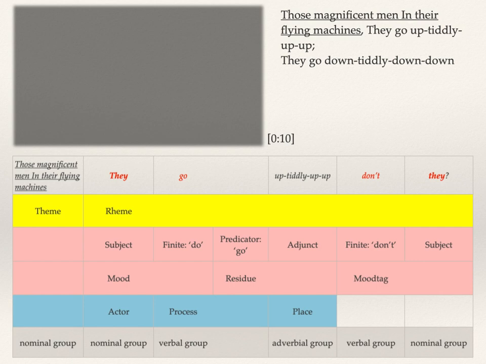So the theme of the first clause sets the orientation, sets the local context for the first clause. But then in the reference in the second clause, they go down, tiddly down, down. They serves as theme, but it harks back to the highlighted theme in the first clause.